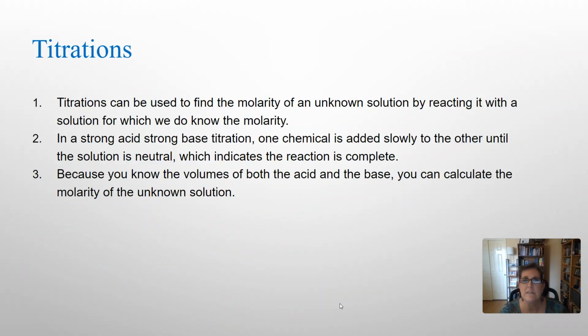Last thing in this chapter is something we're going to do in lab. It's a titration. Titrations can be used to find the molarity of an unknown solution by reacting it with a solution for which we do know the molarity. We do these with strong acid, strong base titrations. In a strong acid, strong base titration, we add one of these to the other slowly until the solution is neutralized, which indicates the reaction is complete. Because we know the volume of both the acid and the base that we used, we can calculate the molarity of the unknown solution.